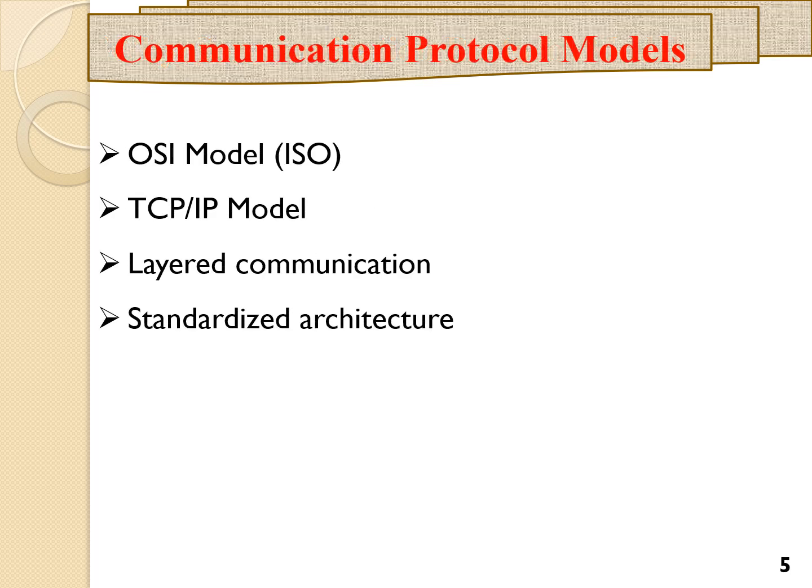There are two main communication protocol models, the OSI model and the TCP/IP model. Both models organize communication into layers. The OSI model is mainly used as a reference for learning and standardization, while the TCP/IP model is the architecture used in today's internet.